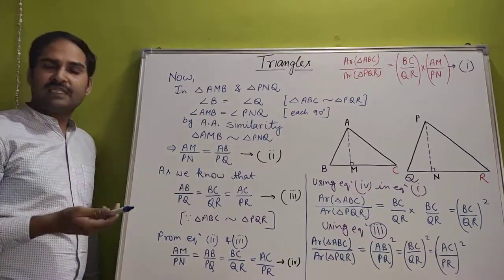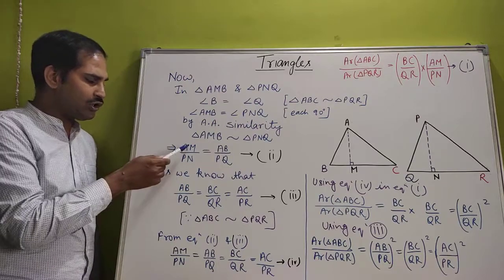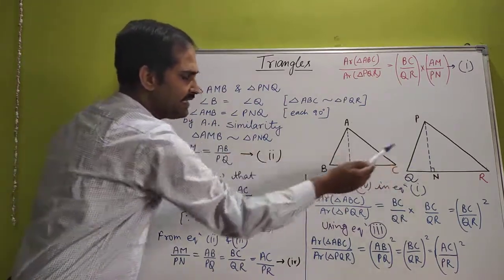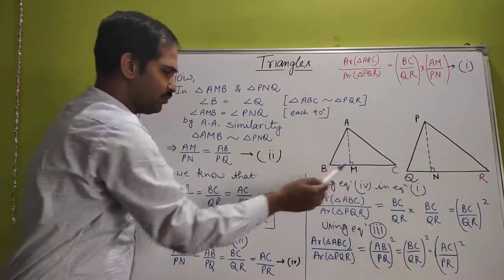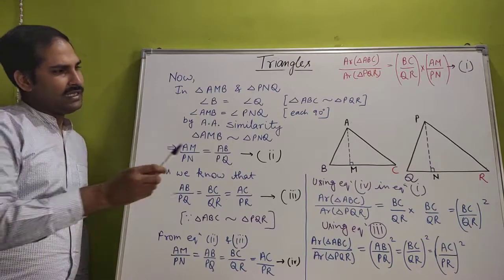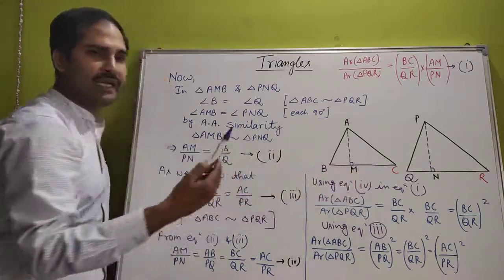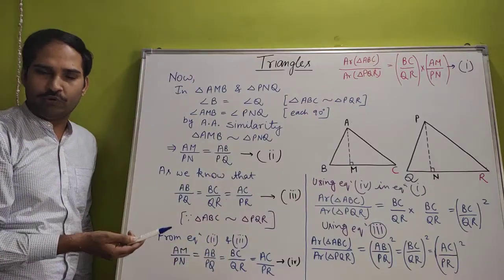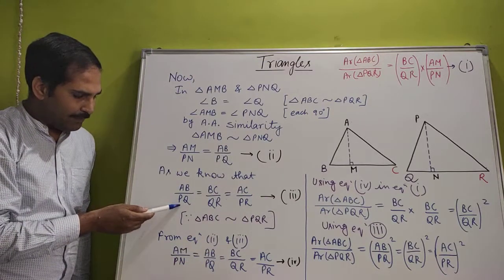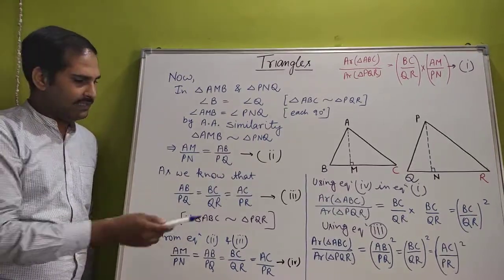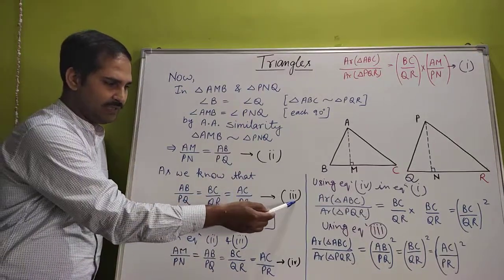After the similarity of the triangles, the ratio of their corresponding sides must be the same, that is AM/PN is the same as AB/PQ. This is equation number 2. Now as we know that triangle ABC is already similar to triangle PQR, their corresponding sides are in proportion, that is AB/PQ is the same as BC/QR is the same as AC/PR. This is equation number 3.